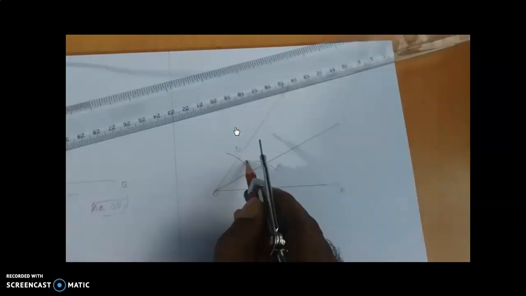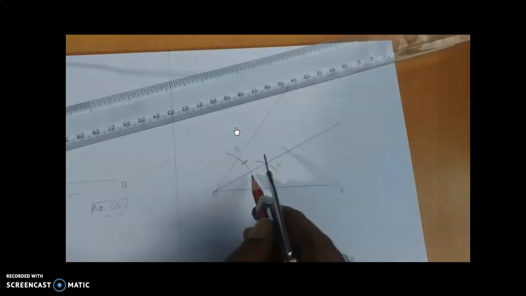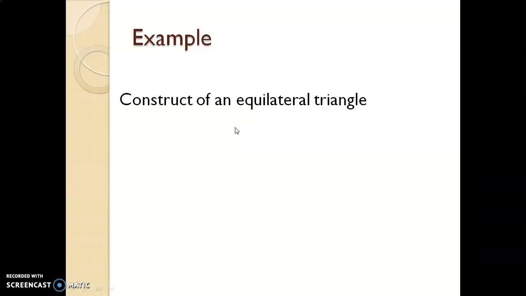So this angle, this angle. Right. So I think you understood how to draw the angle bisector. After drawing the angle, we can bisect it with a compass. Okay, so look at the next example.